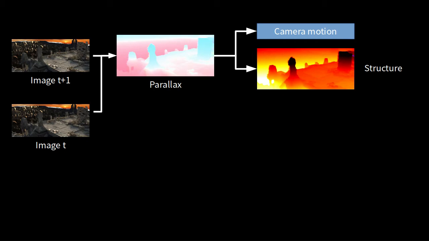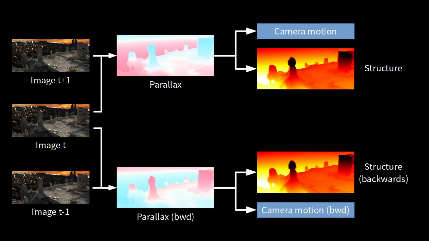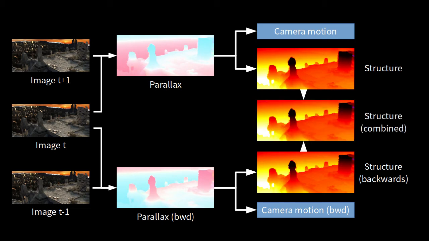After registration, we can compute the parallax from a pair of frames. This parallax can be factored into the camera motion and the depth structure of the scene. If we compute the flow to the previous frame, the camera motion is different. The depth structure, however, has to be equal. We can fuse both structure estimates to obtain a better estimate of the common structure.